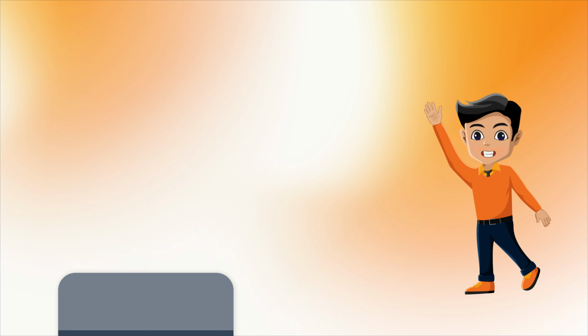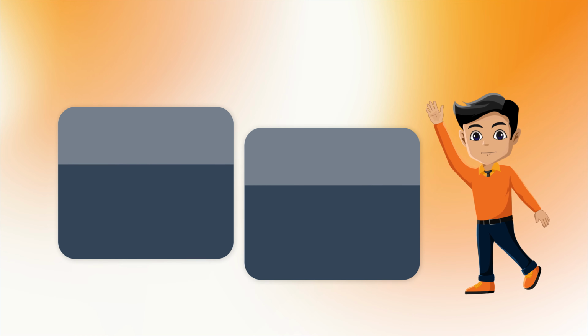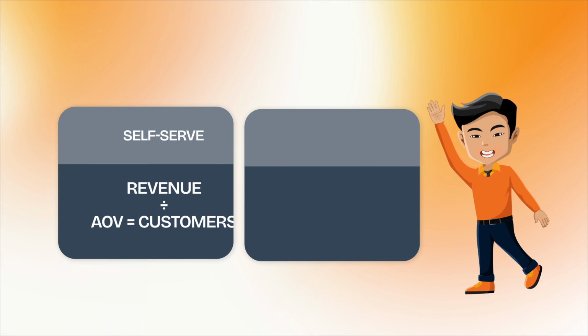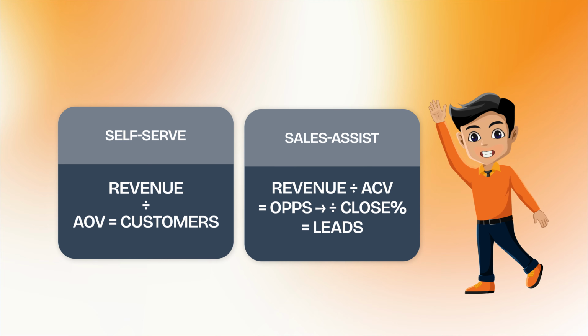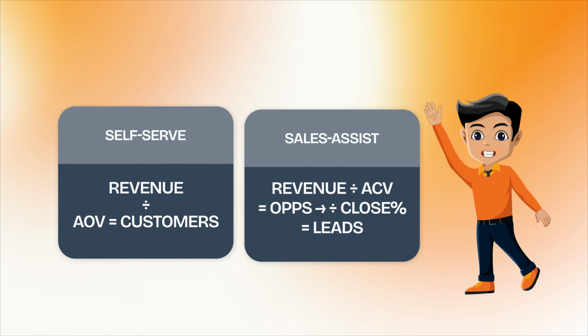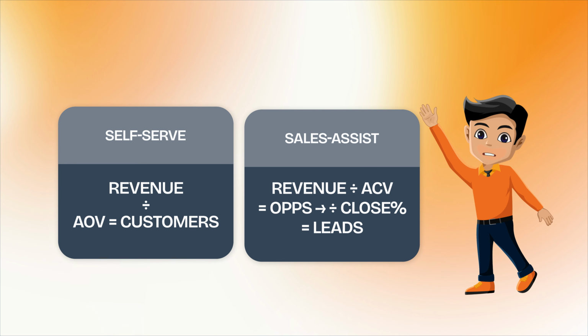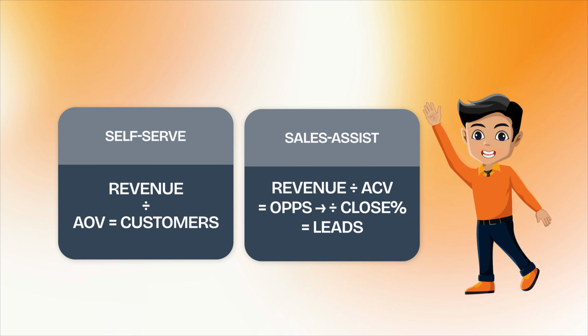1. Revenue goal, customers needed. Take your quarterly revenue target and divide by your average order value, AOV, or ACV times close rate if sales-assisted. Self-serve: customers needed equals revenue divided by AOV. Sales-assisted: opportunities needed equals revenue divided by ACV, then leads needed equals opportunities divided by SQL close %.